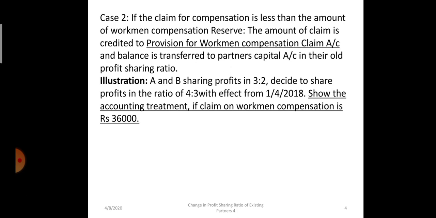Now the second case, if the claim is less than the amount of Workmen Compensation Reserve, whatever claim is there will be transferred to the newly created account, provision for Workmen Compensation claim, and the balance will be transferred to the partners' capital accounts in the old profit sharing ratio. A and B are sharing profits in the ratio of 3:2, and they decide to share profits in the ratio of 4:3, for the same question, but here the claim against the Workmen Compensation is 36,000 rupees.